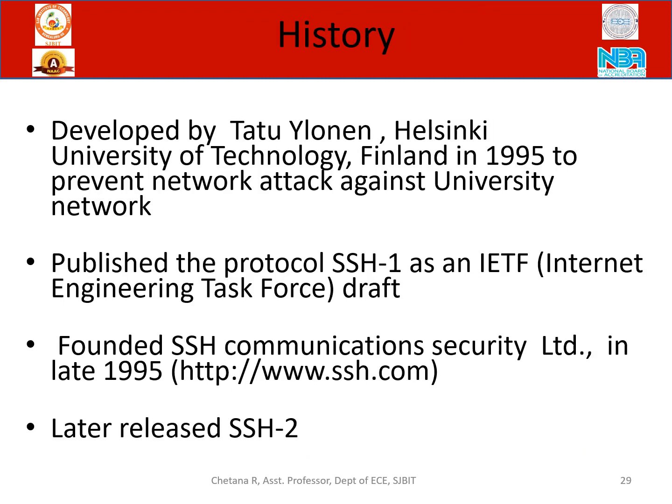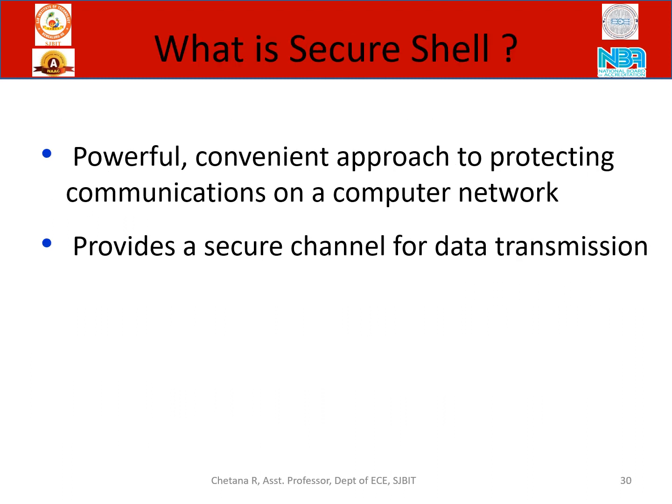So how did SSH evolve? It is from the University of Finland. In the year 1995 they came up with this protocol called SSH, an Internet Engineering Task Force draft, because that is something which is globally accepted, and it was finally released as www.ssh.com. Later it also got a second version, which is SSH2. So it evolved from Helsinki University. And what is secure shell? It is a powerful, convenient approach of protecting communications on a computer network. Not only the network, the communication and transmission is also protected.